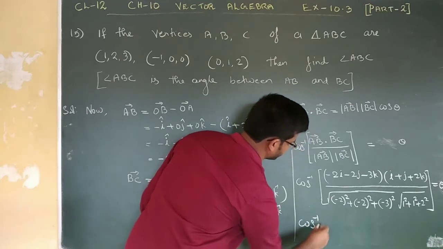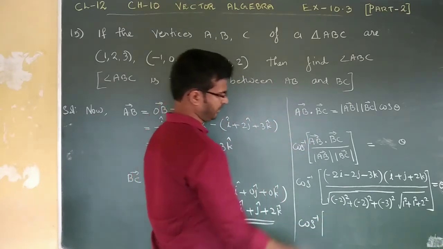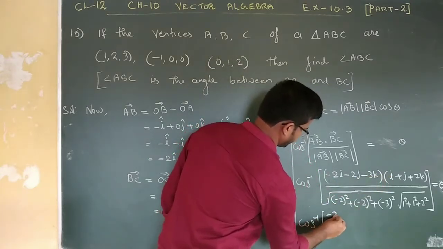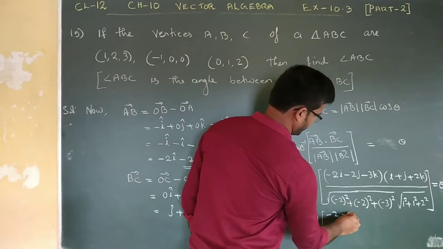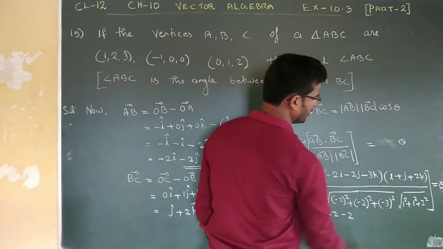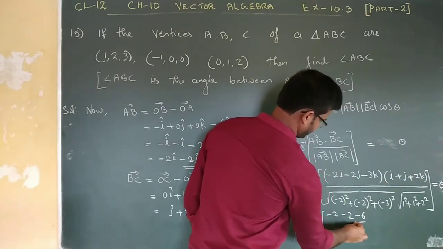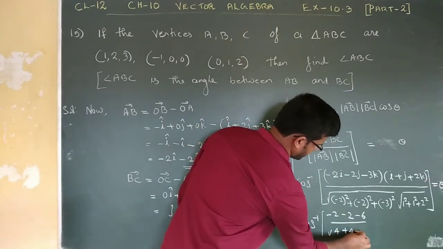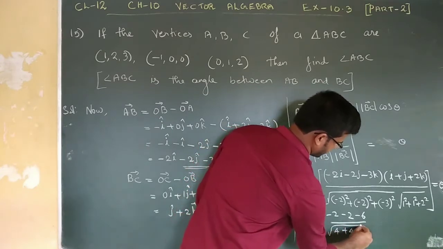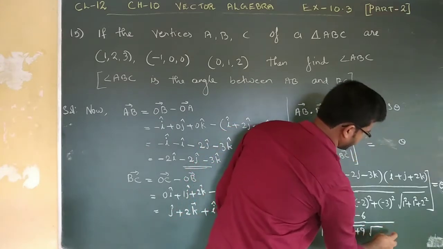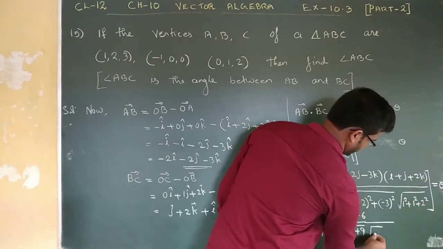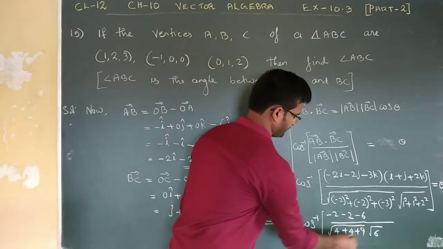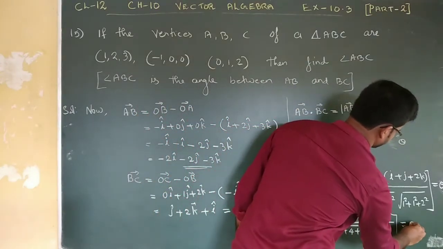Cos inverse, what will we get? Multiply i components, minus 2 into 1, that will be minus 2, minus 2 into 1, again minus 2, here minus 3 into 2, minus 6, divided by square root of 4 plus 4 plus 9. Again square root of, here 1 plus 1 plus 4. What will you get? 4, 6 you will get, isn't it? 6, equal to theta.